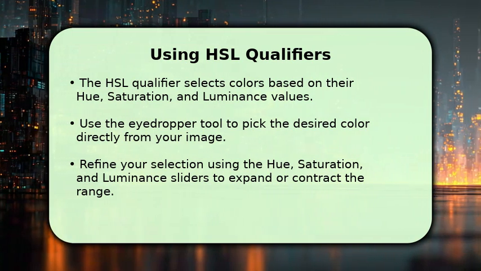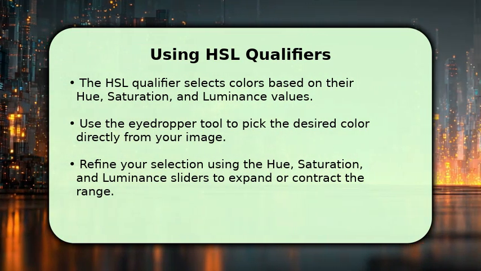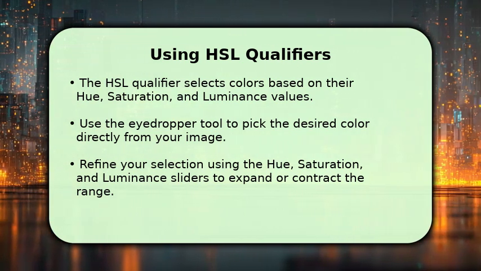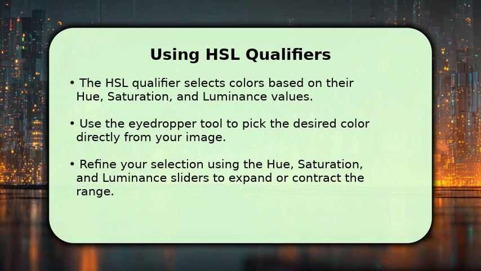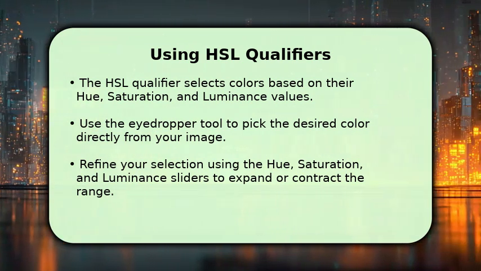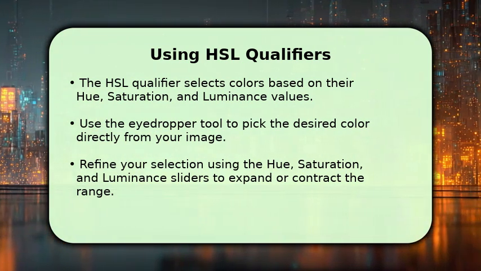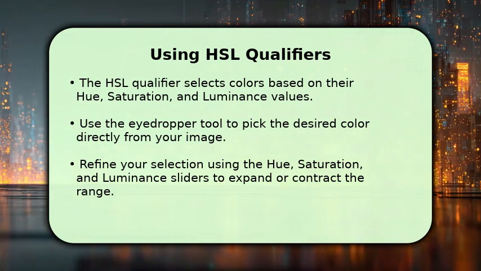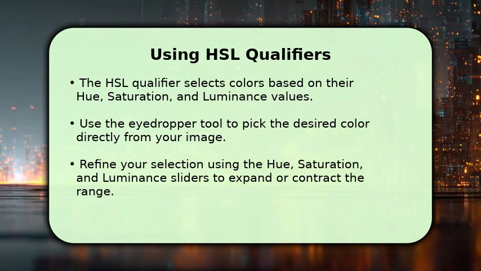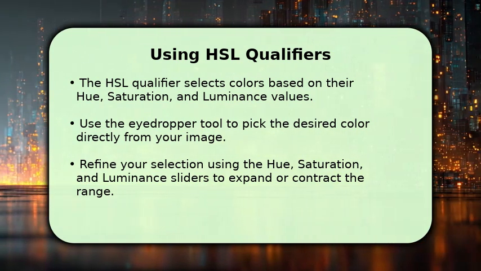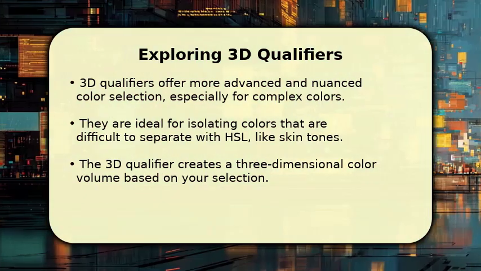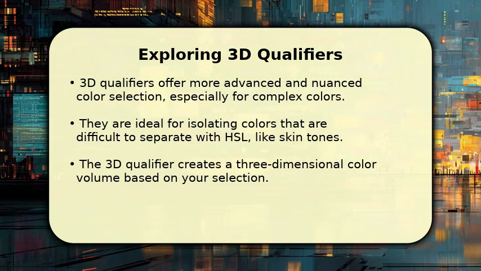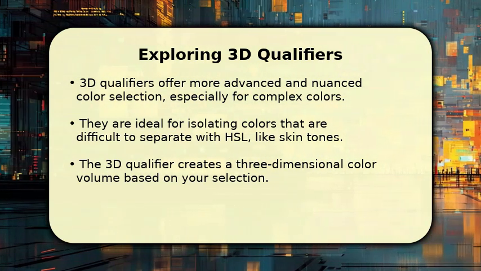Begin by grabbing the eyedropper and clicking on the color you wish to isolate in your footage. Then, fine-tune your selection using the dedicated hue, saturation, and luminance sliders. You can expand or narrow the range, perhaps by 10 to 20%, to precisely capture your target. Always use the highlight mode to visually confirm your matte, ensuring only the intended areas are selected for your color adjustments.